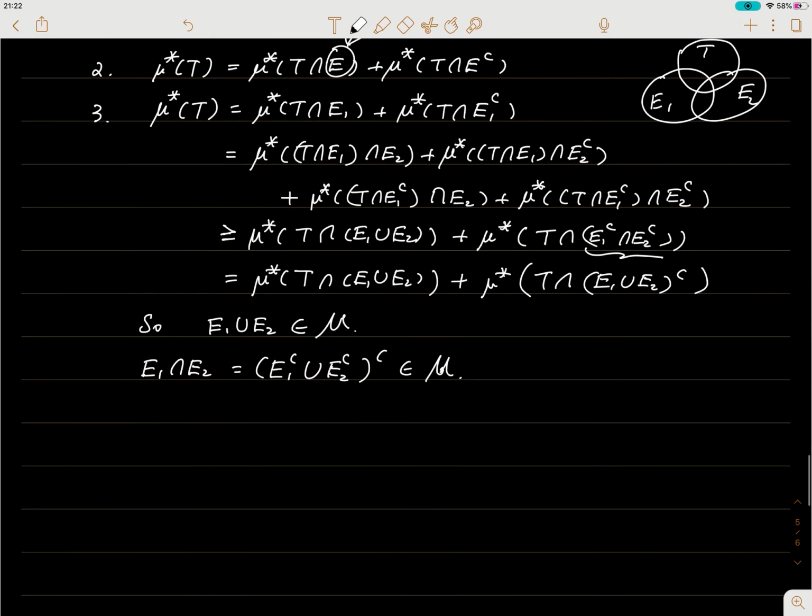Right? And also, E1 minus E2 is nothing but the intersection of E1 and E2 complement. As we showed that if E2 is measurable, then the E2 complement will be measurable, and the intersection of them will also be measurable. So this is how we show the three of them. Thus, these three of them are all measurable if E1 and E2 are measurable.